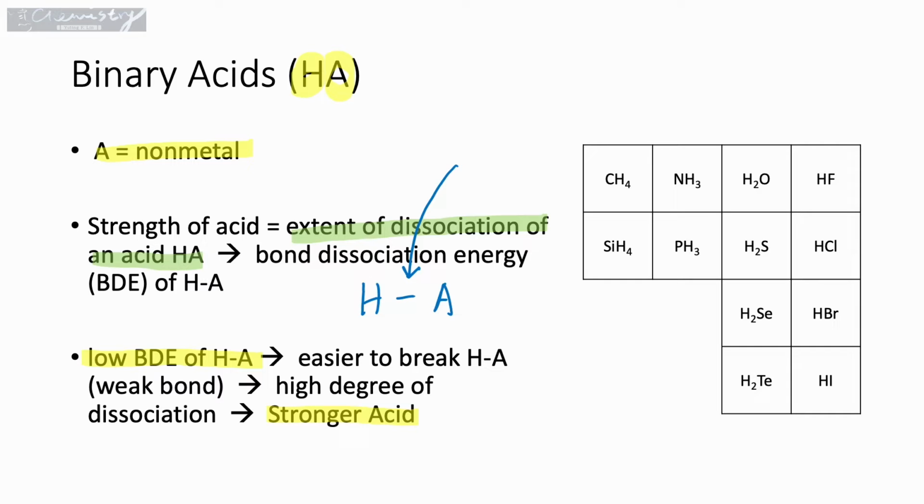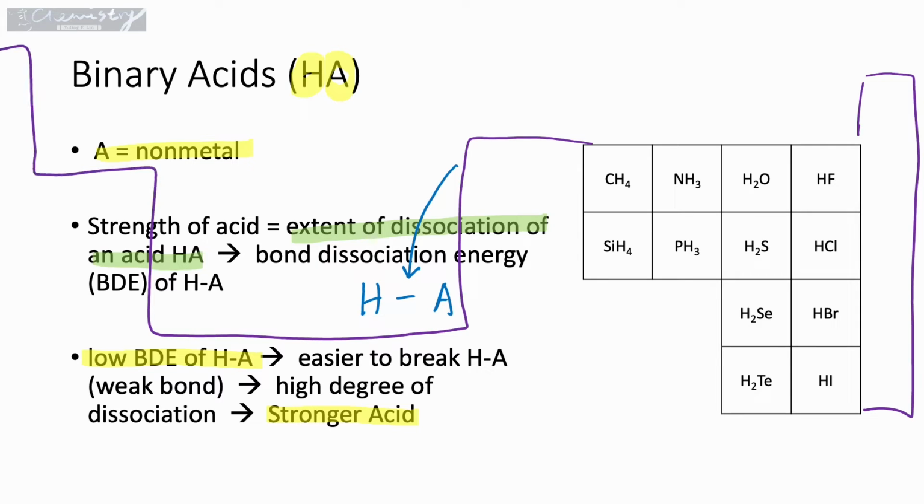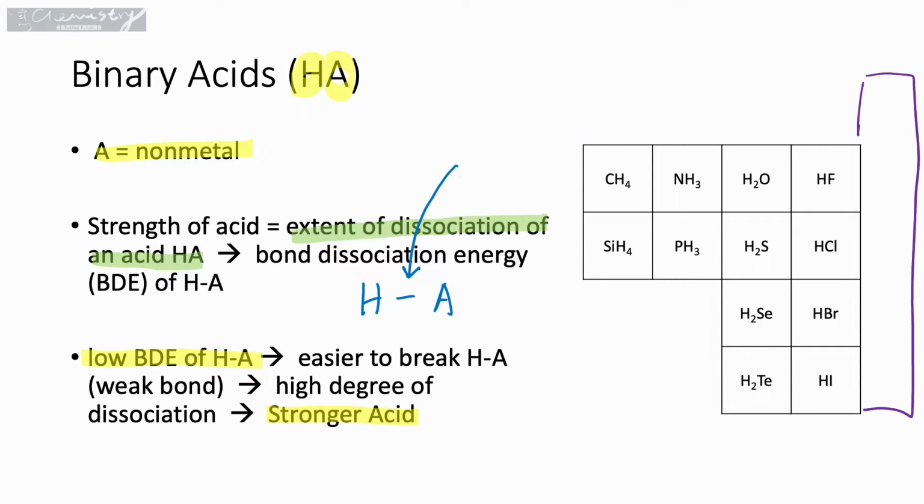And over here on the right side is a list of binary acids that can form. We can see that this is part of the periodic table. So if you remember, the right side is noble gas, and then we have two more groups, transition metals, and then all the metals. So this is just a section.